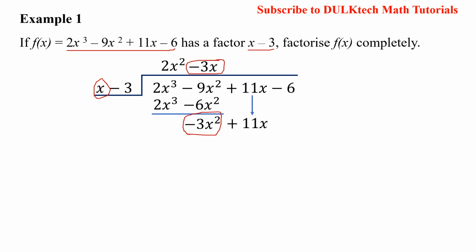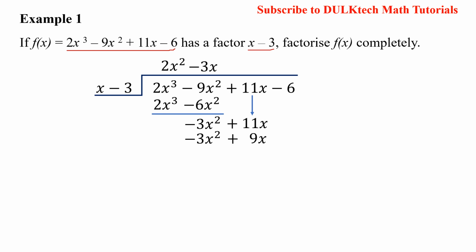So that second term of the quotient also has to multiply the entire divisor. The entire divisor. So minus 3x will multiply x, will also multiply minus 3. So minus 3x by x, we get minus 3x squared, minus 3x by minus 3, we get positive 9x like this, and we are aligning these like terms.